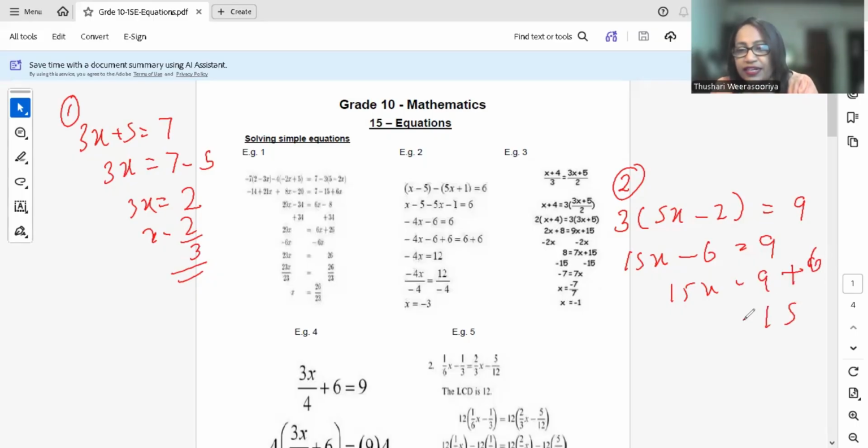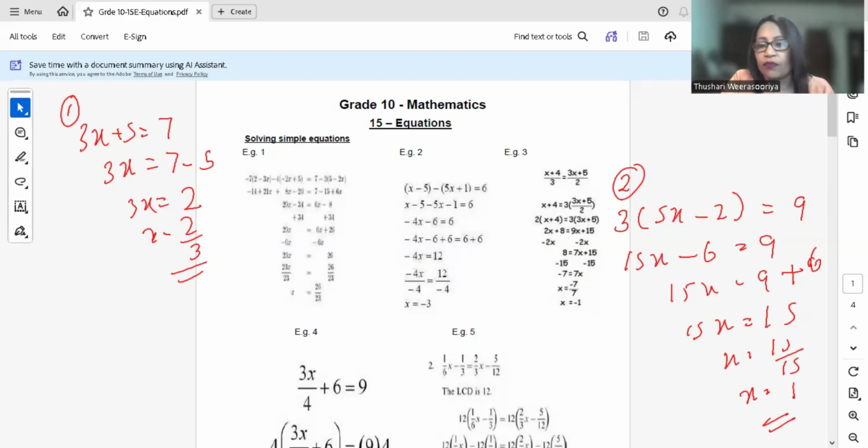They are 15. Luckily, you are getting a good answer here. 15x equals 15. Then to get x, you remove 15 as division. 15 divided by 15. There you get x equals 1. That is the final answer. That is simple equations with brackets.